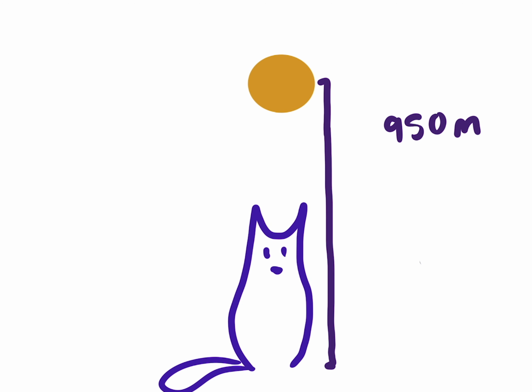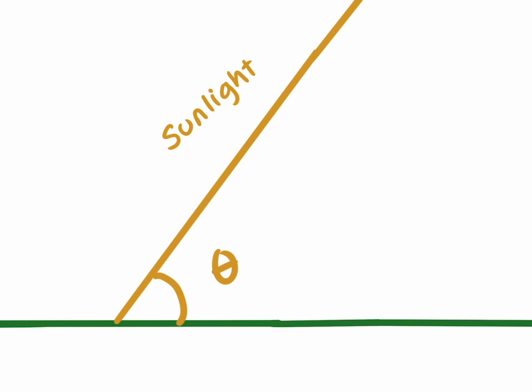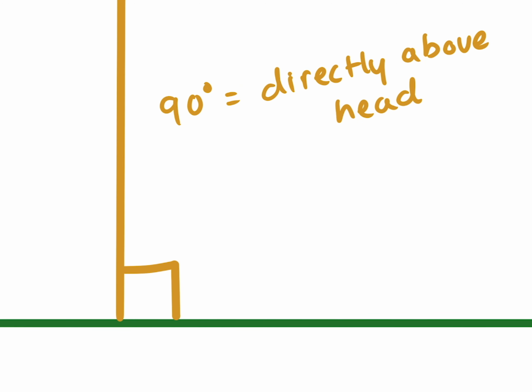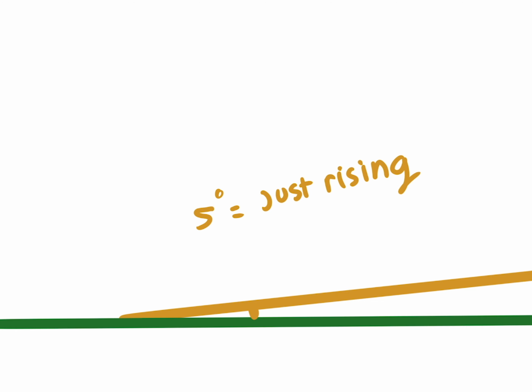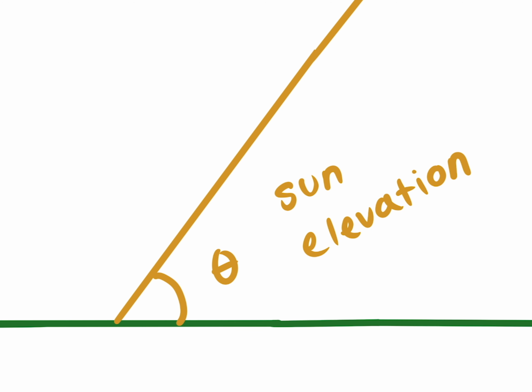So instead of distance, we use the angle above the horizon of the sun. You could also think of it as the angle at which the rays of light from the sun hit the ground. We'll call this angle the sun's elevation. Let's zoom out so that we can see the entire Earth.